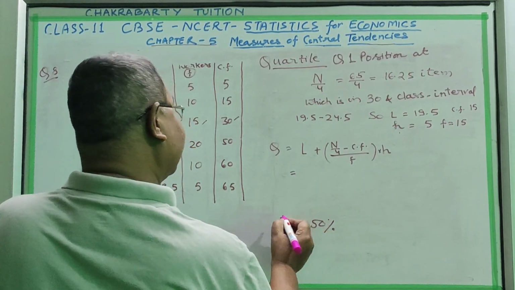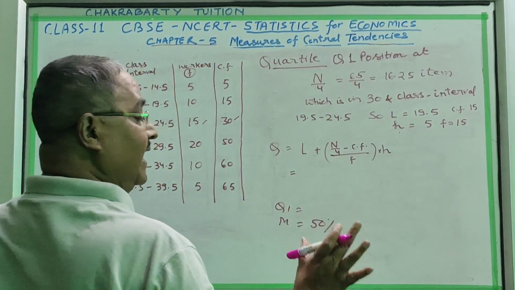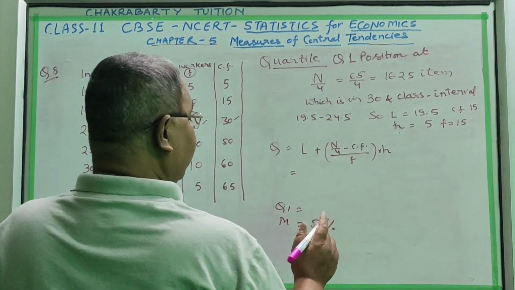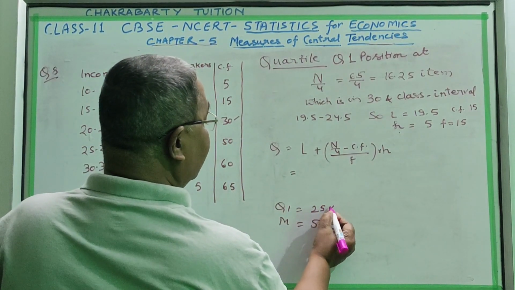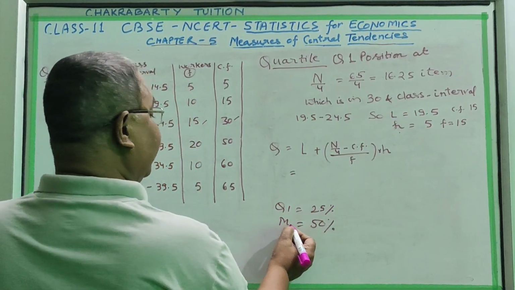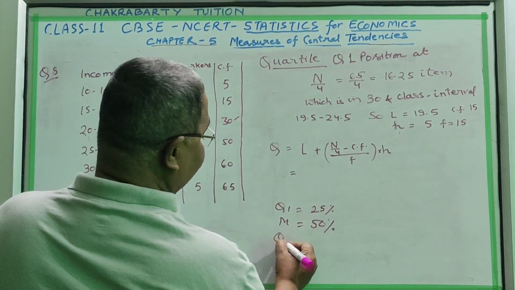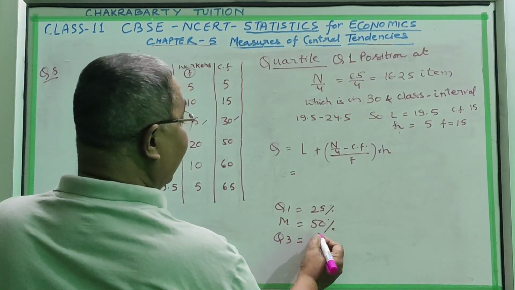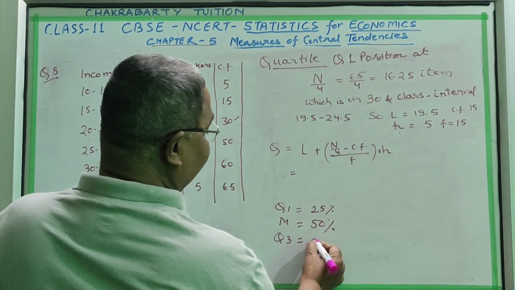And in the same way, Q1 is quartile 1. If you divide 100 by 4, one quarter comes, so it is 25%. Median is half, so half of 100 is 50%. And like this, Q3 is, if you divide the full series into quarters, 75%.